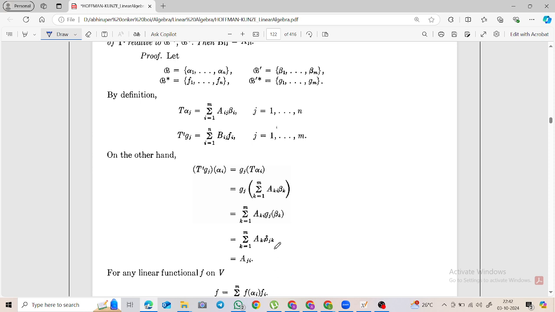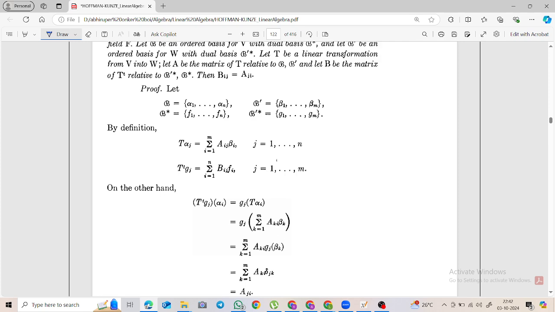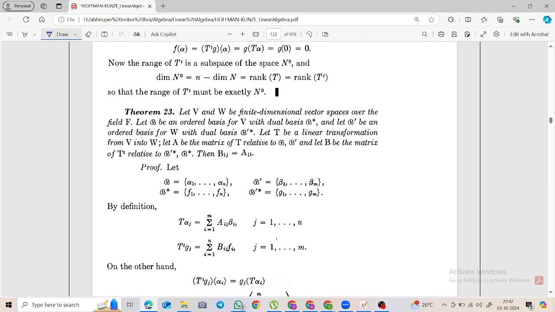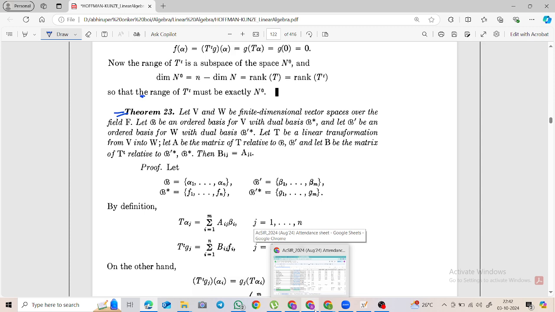Okay, so read this result. Already I think you can guess that the matrix of T transpose has to be the matrix of A transpose, right? I mean, the matrix of T transpose has to be the transpose of the matrix of T. So this theorem basically states: let V and W be two vector spaces over the same field, beta an ordered basis of V with the dual basis beta star, and beta prime an ordered basis of W with the dual basis beta prime star.